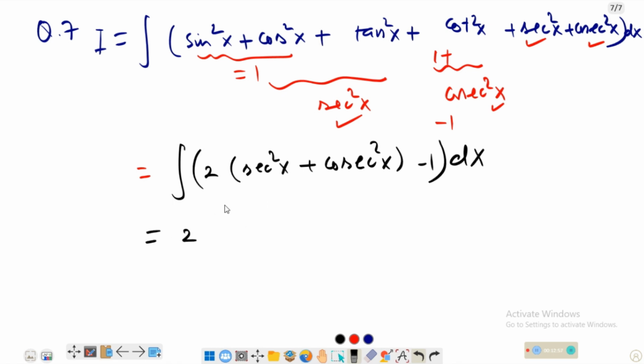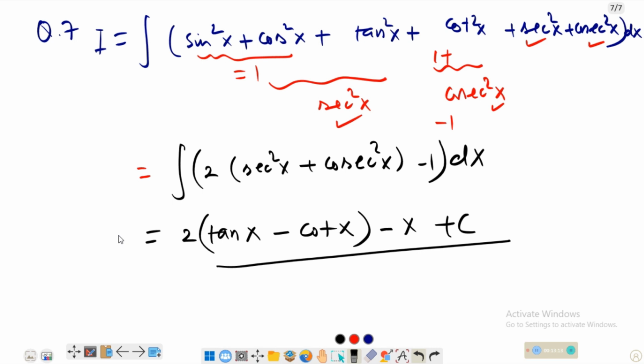So integration of sec square x is equal to tan x, so 2 tan x, and integration of cosec square x is equal to minus cot x, and integration of 1 is equal to x, plus c. So this integral is equal to this quantity.